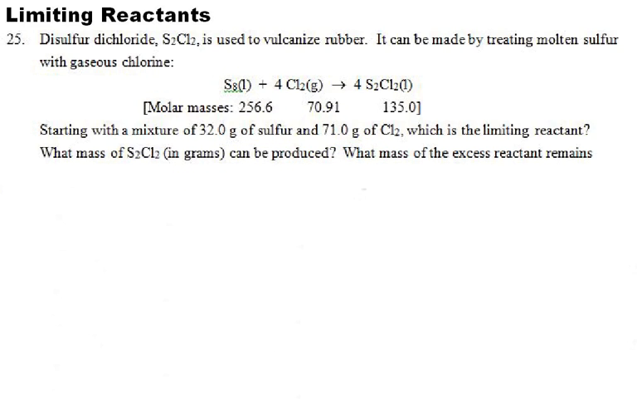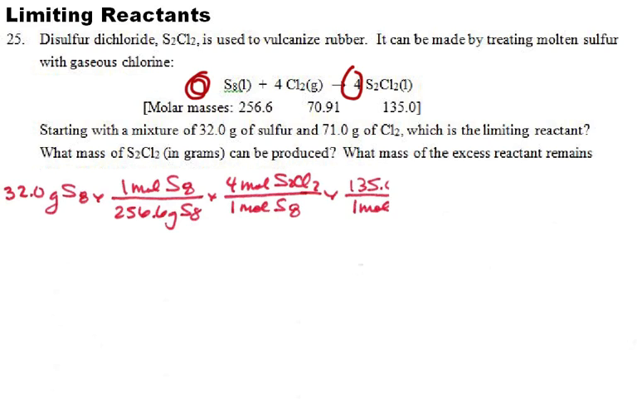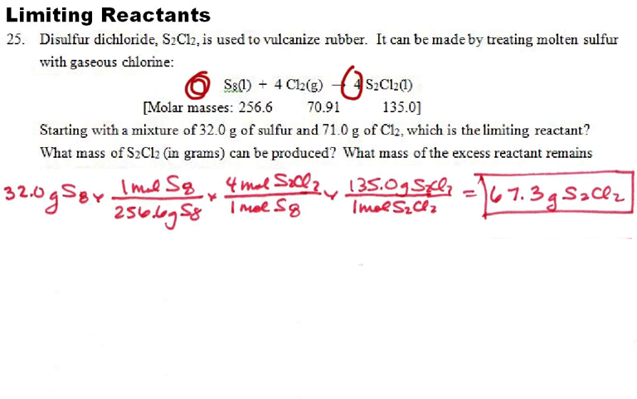So we're going to go back and start with our given. One of our givens, 32 grams of sulfur. Now we can see that sulfur weighs 256, so we use 256 grams per mole. Then we have the heart of the problem, moles of sulfur to moles of S2Cl2, so 1 and 4. Then our final conversion factor goes back to grams of S2Cl2, and we get an answer of 67.3 grams of S2Cl2.